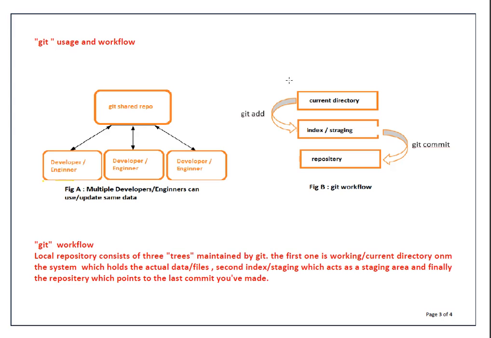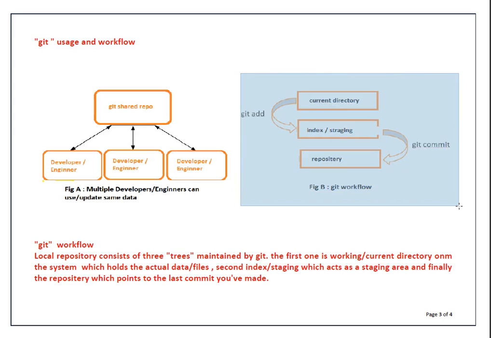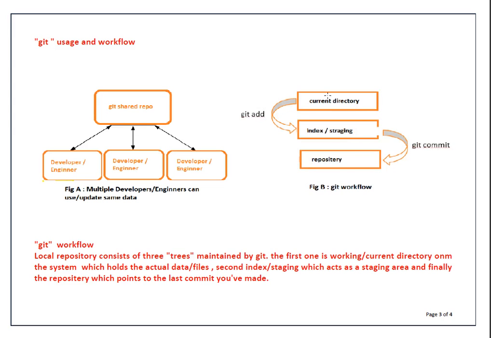Then I have another figure, which is figure B. What I will try to explain is how Git works, what the workflow is. Let's say you are on your Linux system, and this is your current directory, and using Git you have added a file for a repository. Okay, so it goes to the index or staging state. What does staging mean? It is not actually written, but it's ready to be written to the repository.